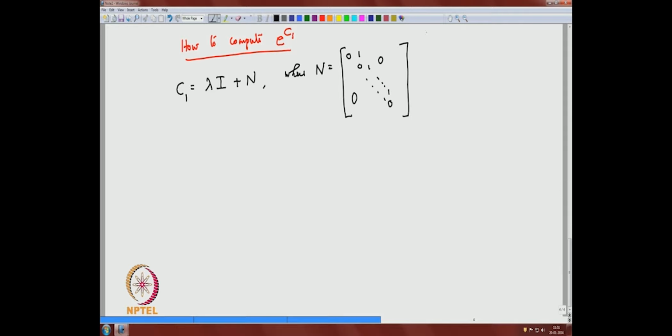Here is a small exercise again for you. You have to keep on doing that exercise. Assume C1 is of order k. I told you it will be some order. I assume C1 is of order k.